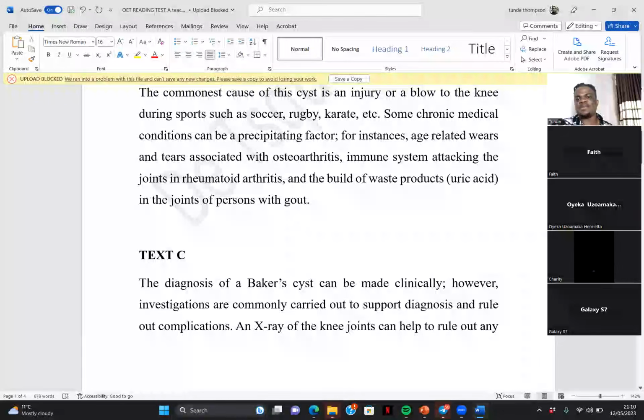Yeah. So for those of you that said rheumatoid arthritis, because you didn't get the full information, I will say correct, but the correct answer is not actually that, because it's the immune system attacking the joint in rheumatoid arthritis. They now put a comma, and the buildup of waste product, uric acid, in the joints of persons with gout. So it is gout in this case that will be the answer. Sorry for that error in the text.